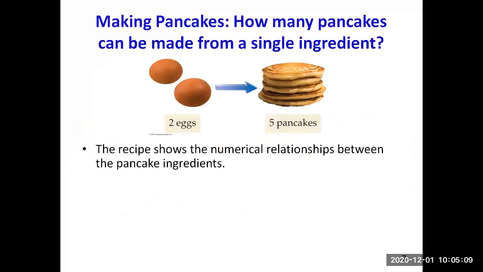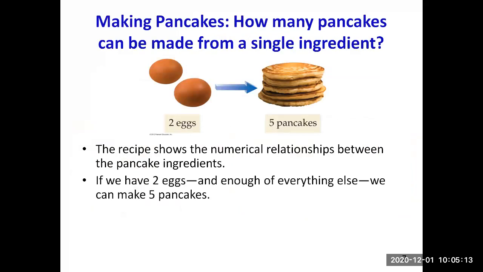And so if you have 2 eggs only, for example, you know that you can make only 5 pancakes. If you have enough of everything else, the eggs will limit the number of pancakes to 5. And so there is this relationship between the eggs and the pancakes that you can use to convert.